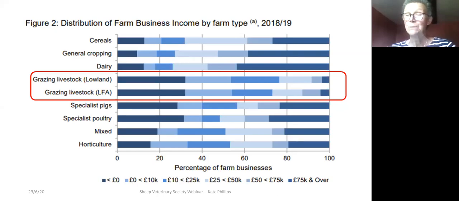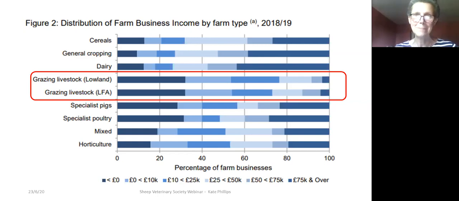But if you compare that to the dairy farmers, it's well over 40% of them earning over £75,000 a year. So you can see a huge disparity between the two types of system. But it does show you that there are farmers who are making sensible profits from their sheep farming, and it's not all doom and gloom, basically.